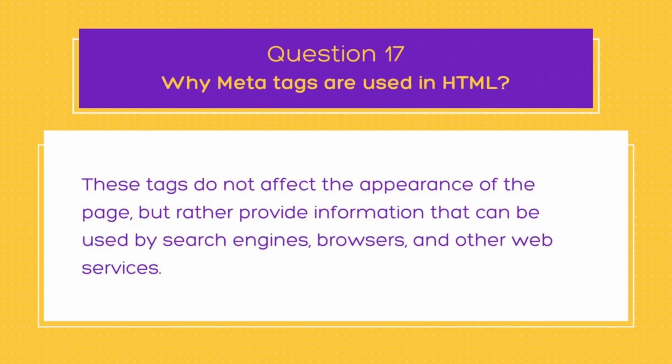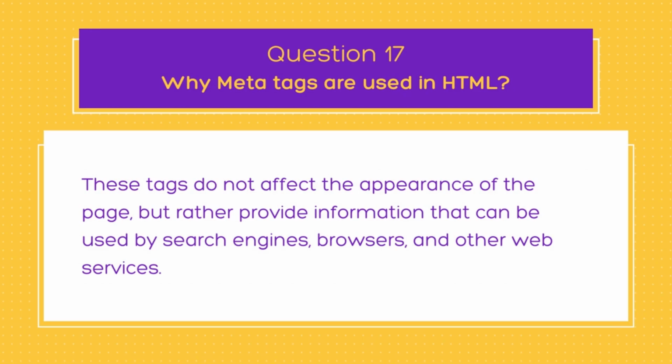Moving on to the next question: why are meta tags used in HTML? Meta tags are used in HTML to provide metadata or additional information about a web page. These tags do not affect the appearance of the page but rather provide information that can be used by search engines, browsers, and other web services.